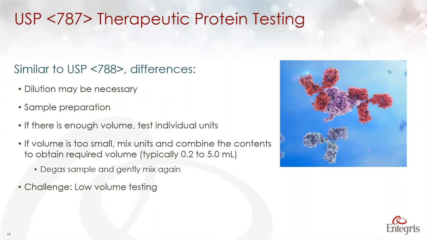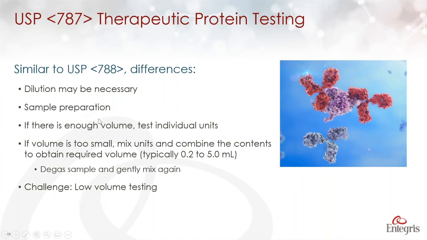Now let's talk about USP 787, which is very similar to USP 788, but is specific to when the drug is a protein as opposed to, for instance, a small molecule. And some of the differences here are some of these protein drugs are really running up the concentration, like up past 300 mg per mL. And since we get up to those very high concentrations, the protein itself might actually be at such a high concentration, we need to dilute the sample before the measurement.